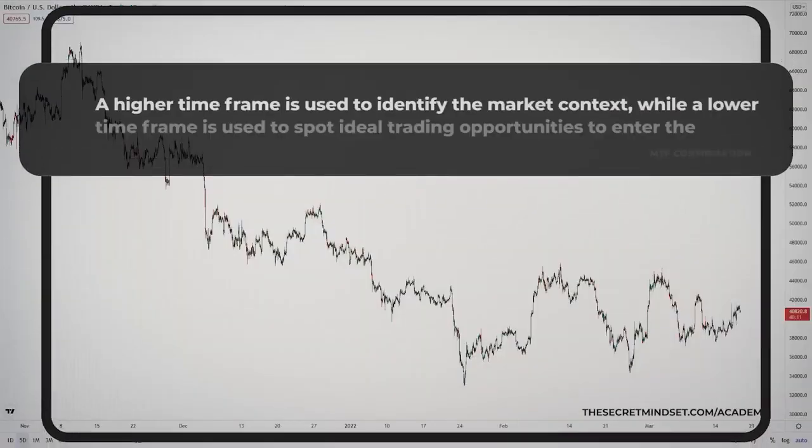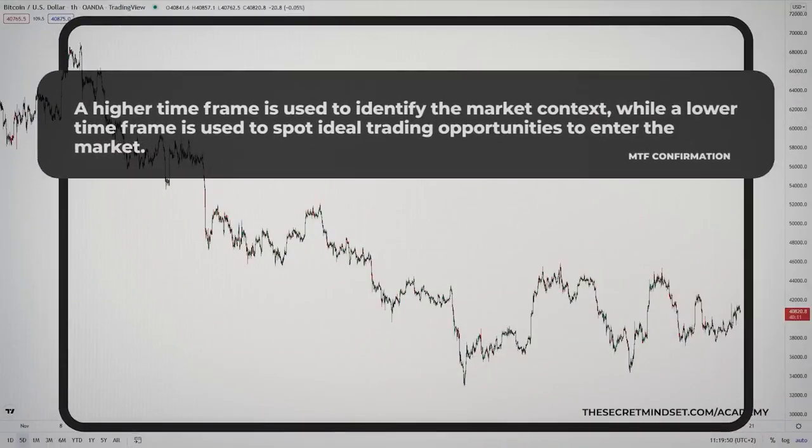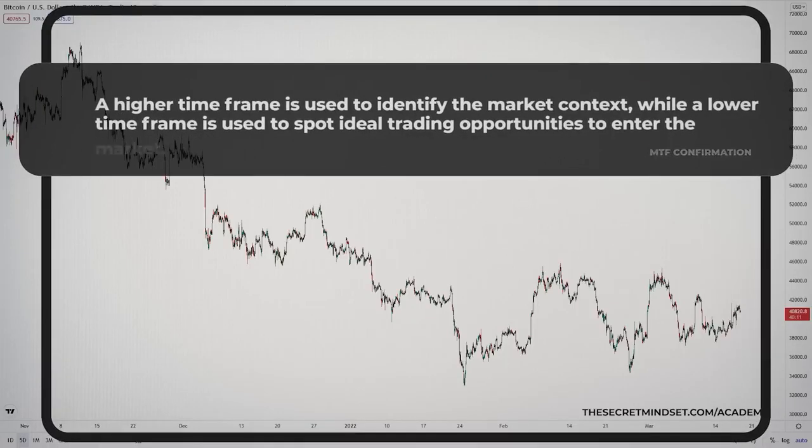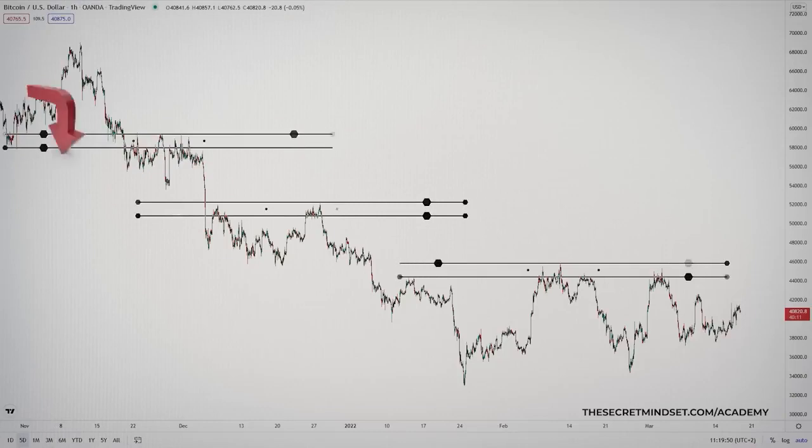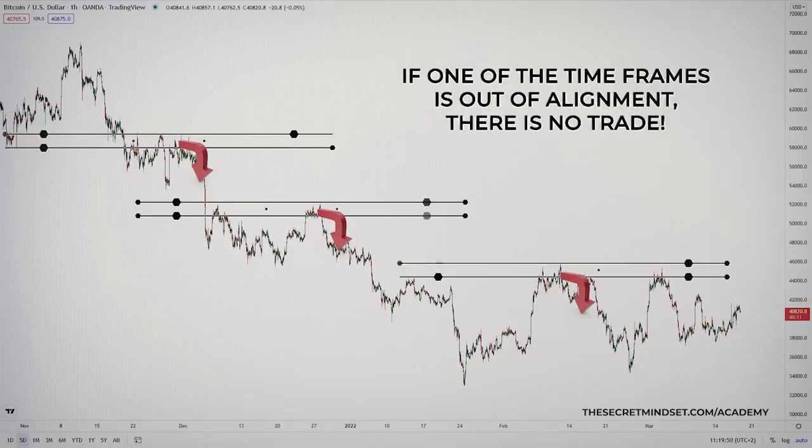Usually, a higher time frame is used to identify the market context, while a lower time frame is used to spot ideal trading opportunities to enter the market. Thus, if there's a strong trend on a higher time frame, trading in the direction of that trend around the key level on the lower time frame will likely produce a higher probability of a winning trade. If one of the time frames is out of alignment, there is no trade.